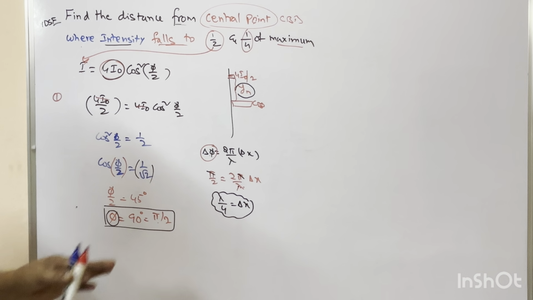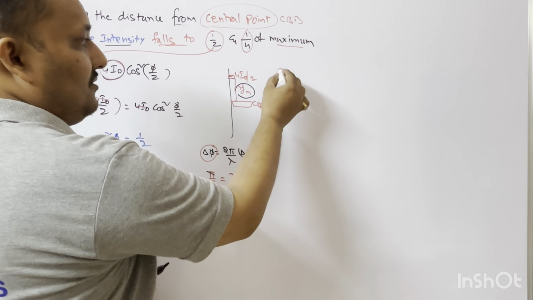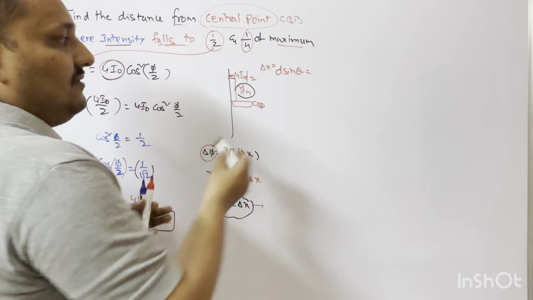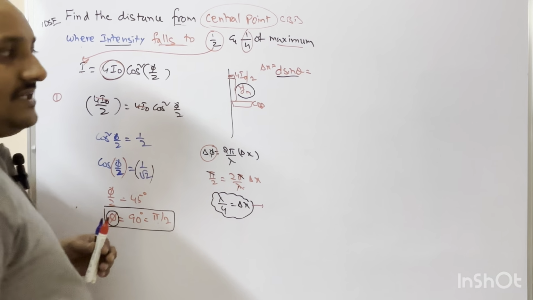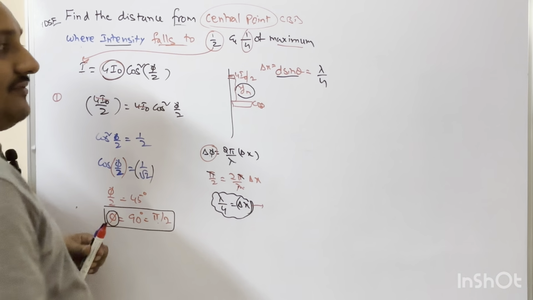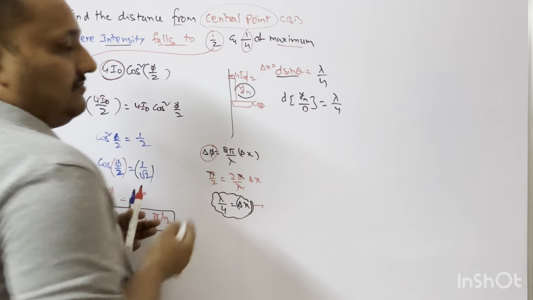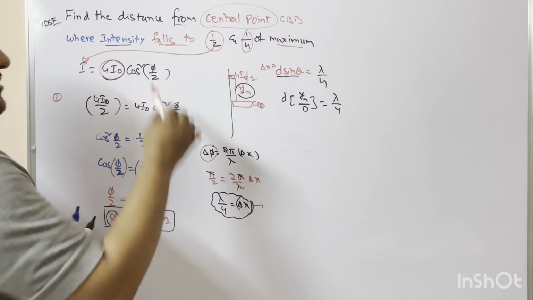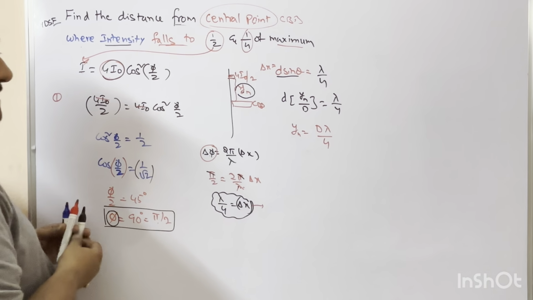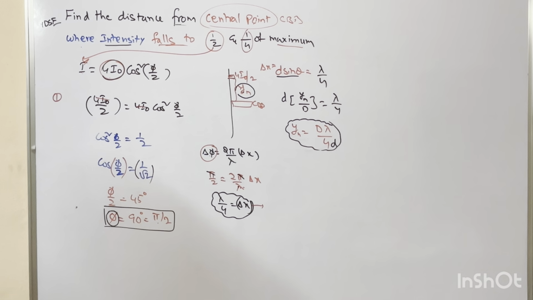Now you got the path difference. From this you should get the distance. What is the relation between path difference and distance yn? We came to know in YDSE that path difference delta x is equal to d sin theta. Do you know this? Delta x equal to d sin theta. Now delta x is lambda by 4. Then sin theta means yn by D. Here n we don't know which band that is. We are just calculating where the intensity is going to become half of the maximum intensity. So if you substitute here, yn is equal to D lambda by 4 small d. This is the option you are going to get in your question.